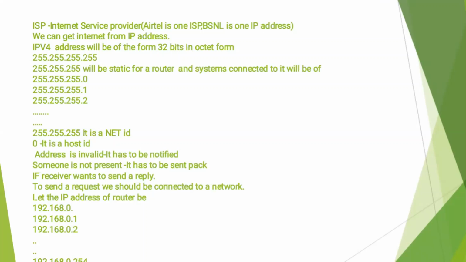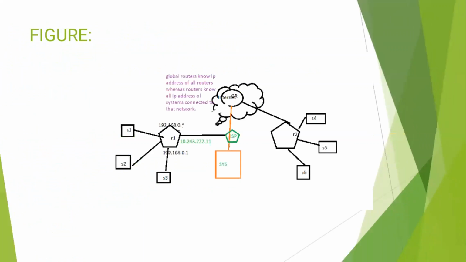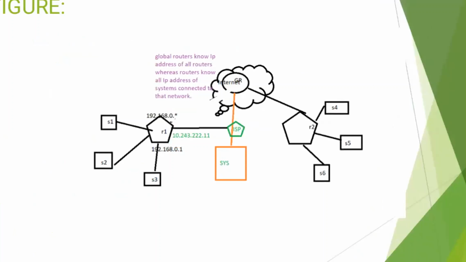To send a request, we connect to a network. How do we connect to a network? If you see the last figure, you will understand. Here is the global internet, called GR, and two routers are present, R1 and R2. Our group of systems is connected to a router, and the router gets the internet from the ISP, and this ISP is connected to the global internet. The IP address given by the ISP to the router is called the public IP address, and the IP address given by the router to the system is called the private IP address.